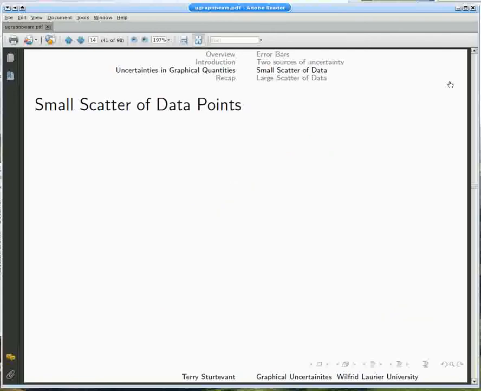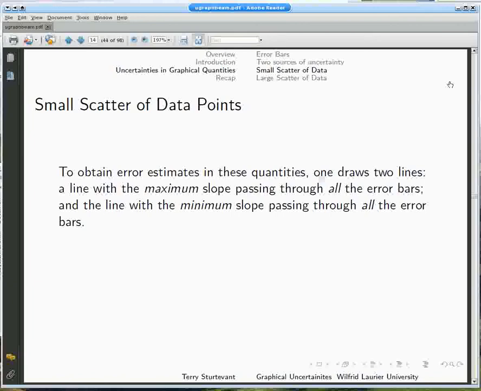In the other case, the error bars are small or the scatter is big, so no line can be drawn touching all the error bars. Note that the line with the maximum slope will give the minimum value for the y-intercept and vice versa.